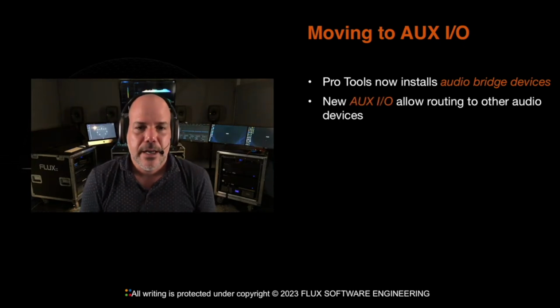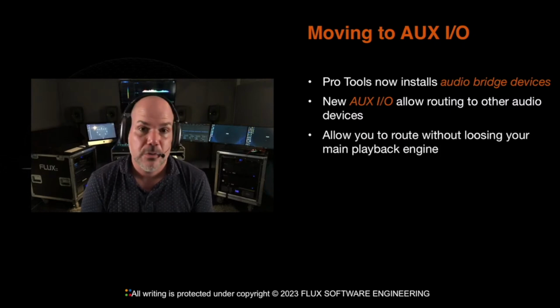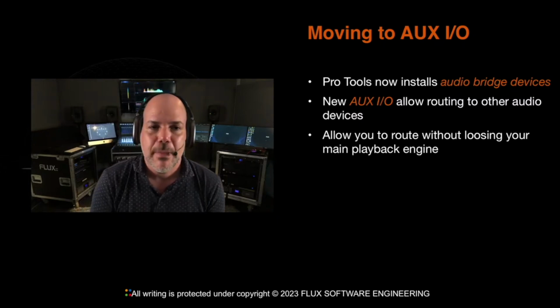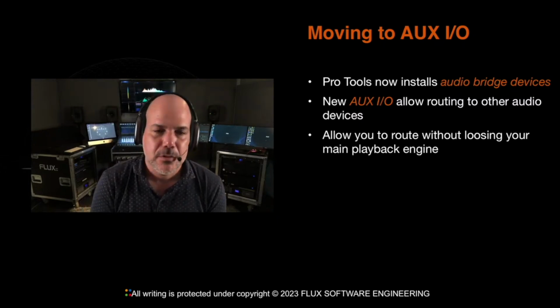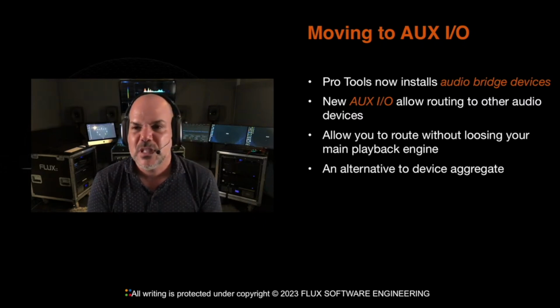Next, the new Aux IO allows you to route to other devices. We'll do this together. We can do it. We'll start with a template and then we'll do it from scratch. It allows you to route without losing your main playback engine. That's the key part of it. We've briefly touched on it. An alternative to using an aggregate device.